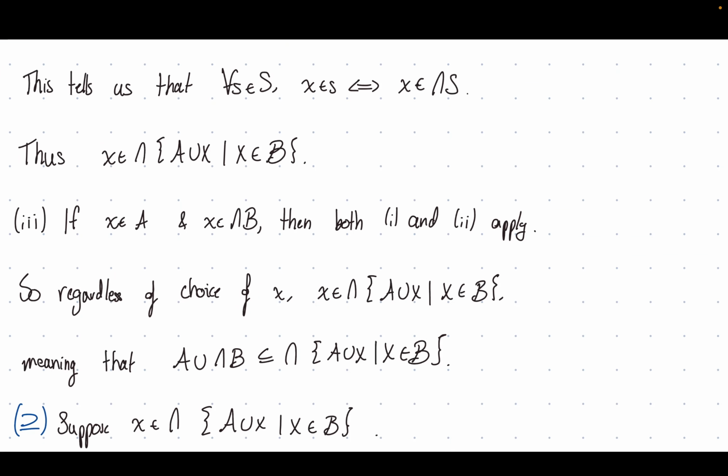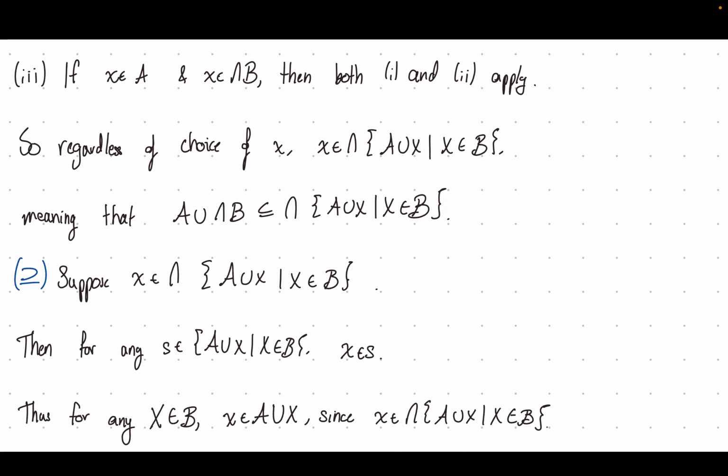So, for all little s in big S, x is in little s, which is the exact same thing as saying that little x is in the intersection of big S. And then all we wrote down was an expansion of what this set is. So x is in the intersection of A union big X such that big X is in B. Right. And then this, pretty simple. You just argue that if 1 and 2 apply, then 3 certainly has to apply.